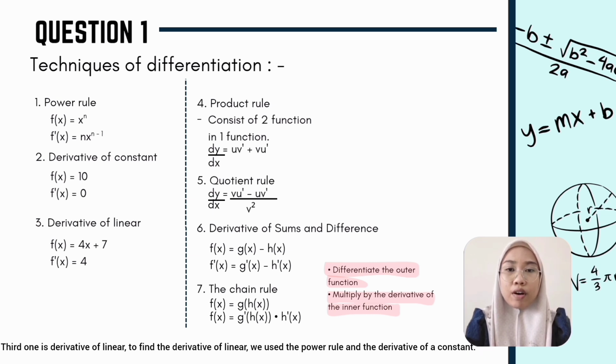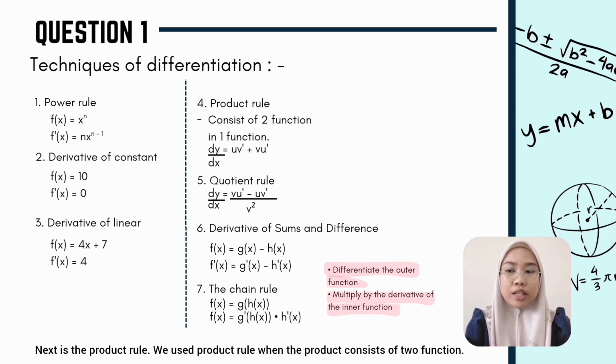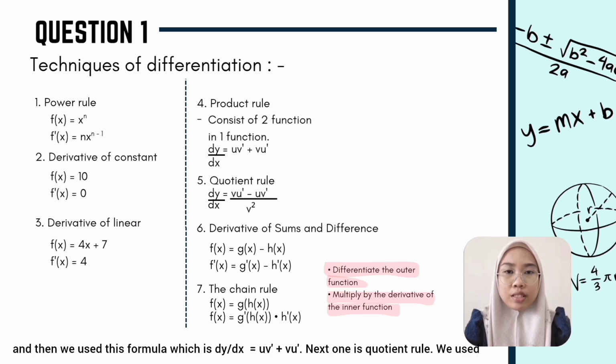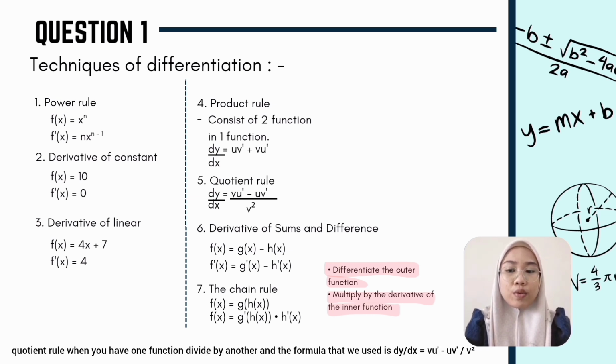Third one is the derivative of linear. To find the derivative of linear, we use the power rule and the derivative of a constant. Next is the product rule. We use the product rule when the product consists of two functions. And then we use this formula, which is dy over dx equivalent to u times v prime plus v times u prime. Next one is the quotient rule. We use the quotient rule when you have one function divided by another. And the formula that we use is dy over dx equivalent to v times u prime minus u times v prime, divided by v square.